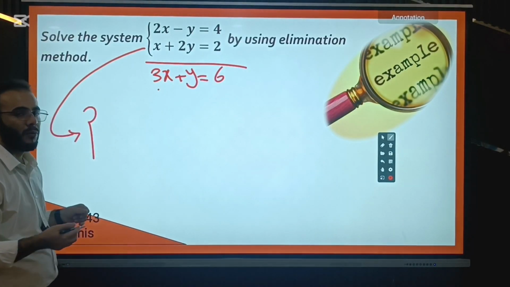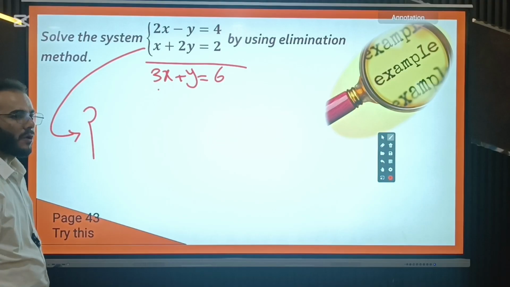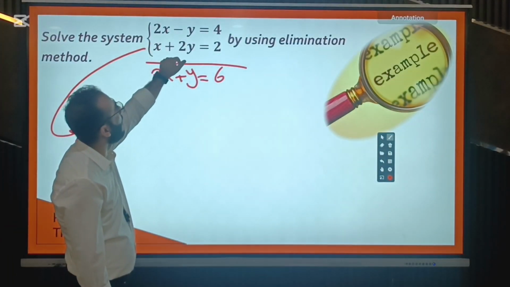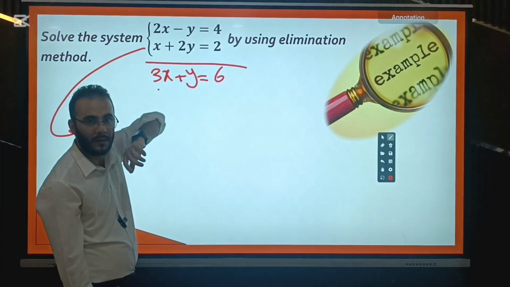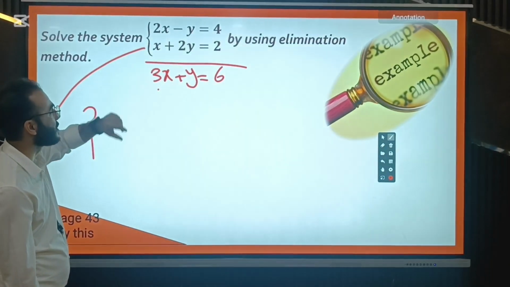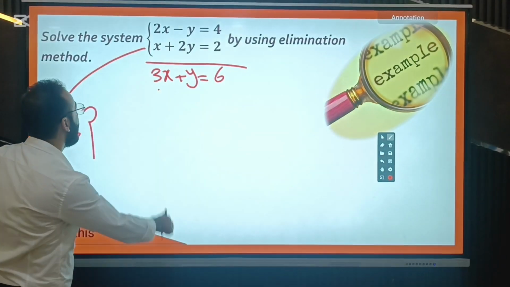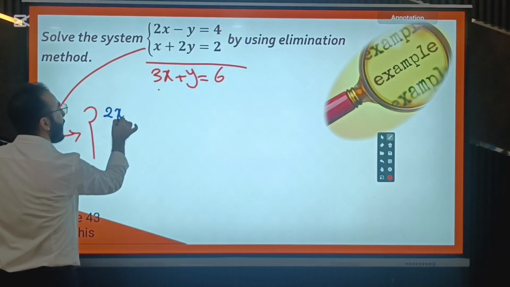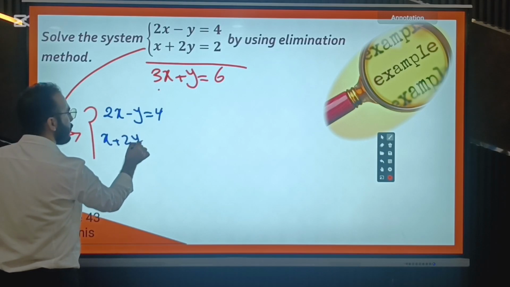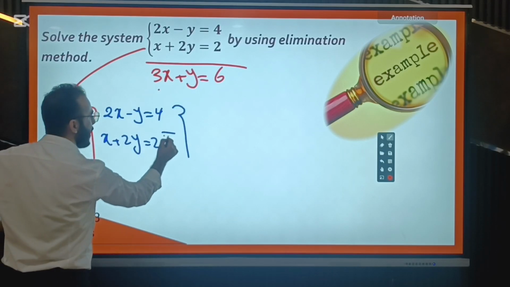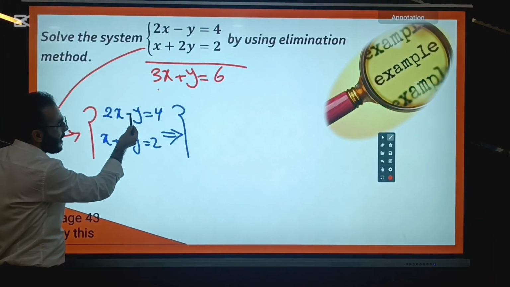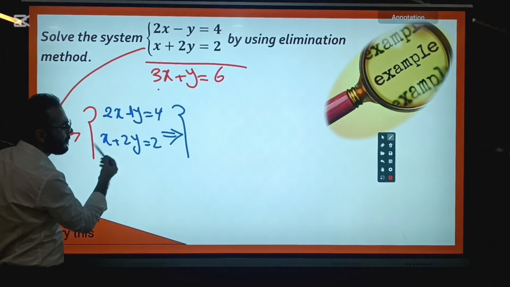Because here is the point where most of the students ask me, teacher, where did you bring this number? So listen to me carefully. Let's go with eliminating y. You can go with eliminating x, but I would love to go with y here. So I have 2x minus y equals 4, and x plus 2y equals 2. My change: here the coefficient of y is negative 1 and here it is positive 2.